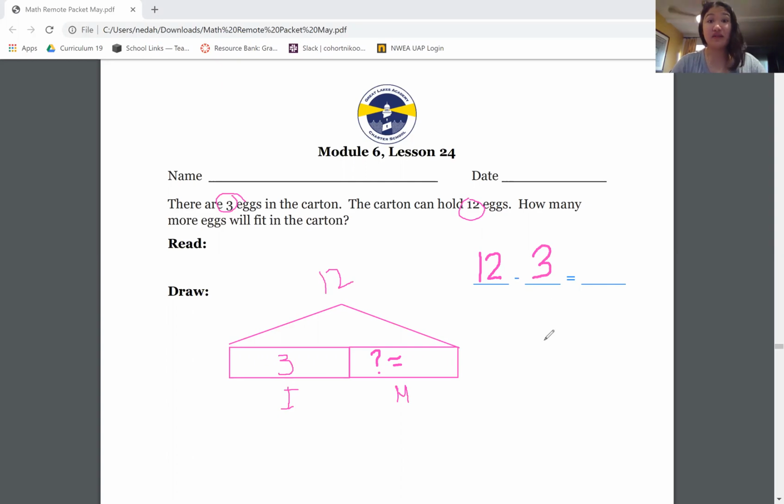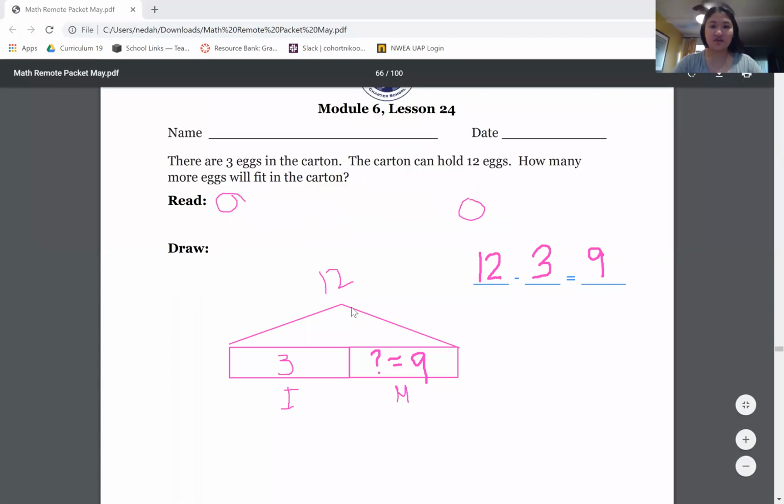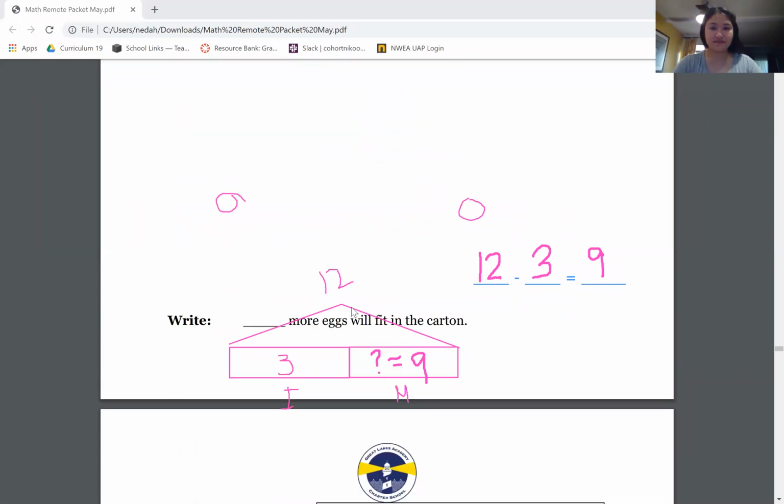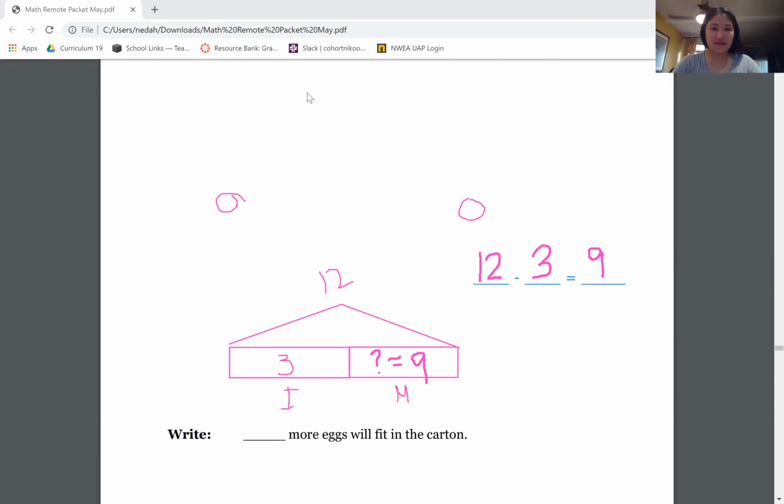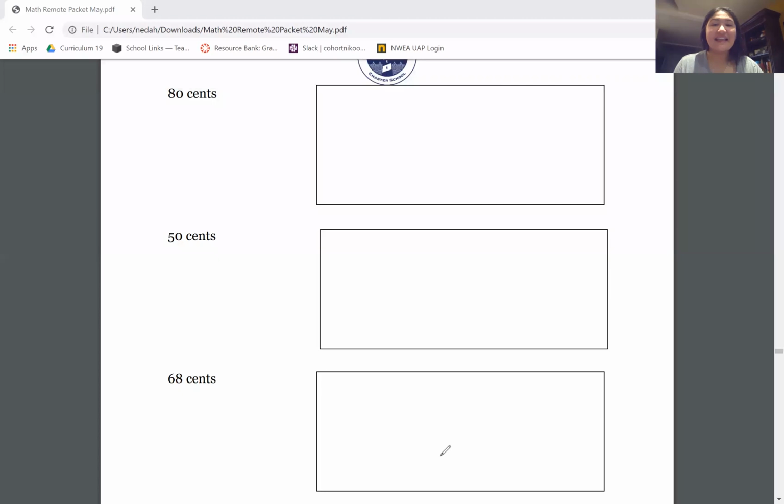Now, everyone grab 12 and count down 3 times. Get ready, go. 12, 11, 10, 9. So that means 9 more eggs will fit in the carton. Let's scroll down to our answer statement, and we'll write 9 more eggs will fit in the carton. Nice job solving.